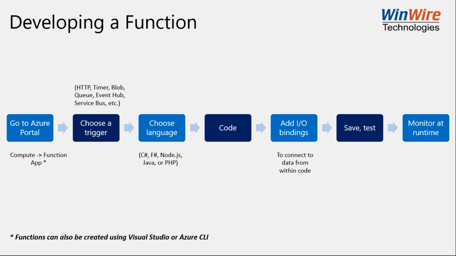And then once you code the function, you also have an option to include bindings. Bindings differ from triggers because using bindings, you can actually connect your code. From within the code, you can connect to various different types of services. You could potentially send a message to notification hub from within the code, or send an email, things like that. So that's where your bindings come into picture, although they are not mandatory. You can have input or output bindings. And then, yeah, you save it, test it. You can test it on the portal itself, and then you monitor at runtime.